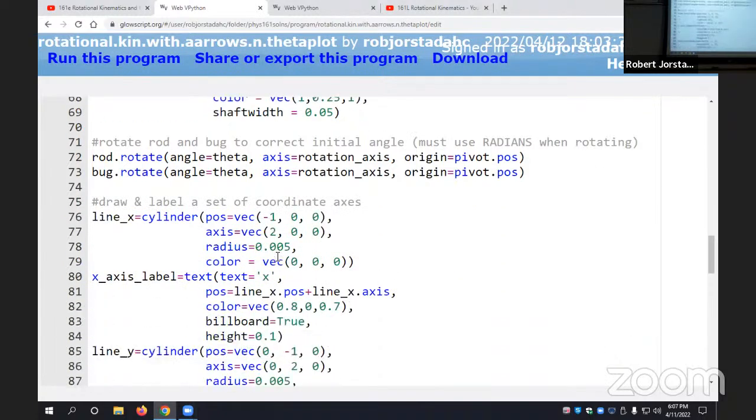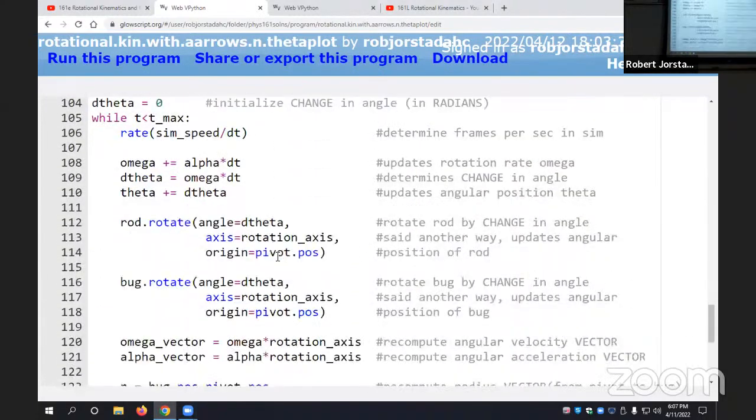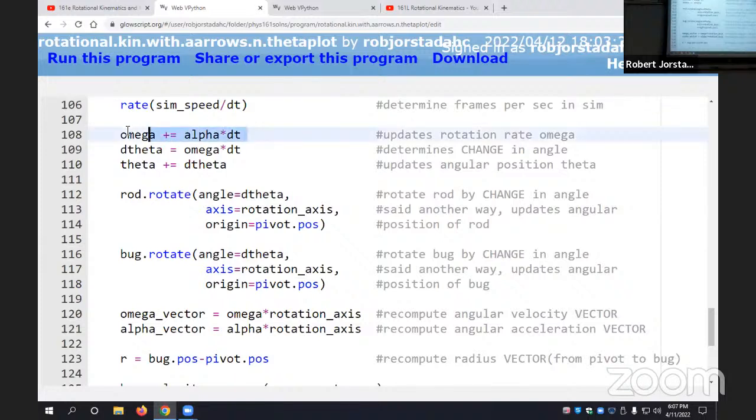Let's see. Where did I, somewhere. Okay, boring. Some graphing. But now look at this. This equation is essentially a rewriting of alpha equals d omega dt, right? It's some variation on that. This equation is a rewriting of omega equals d theta dt, and then you just cross multiply. We're using all of the stuff in there.